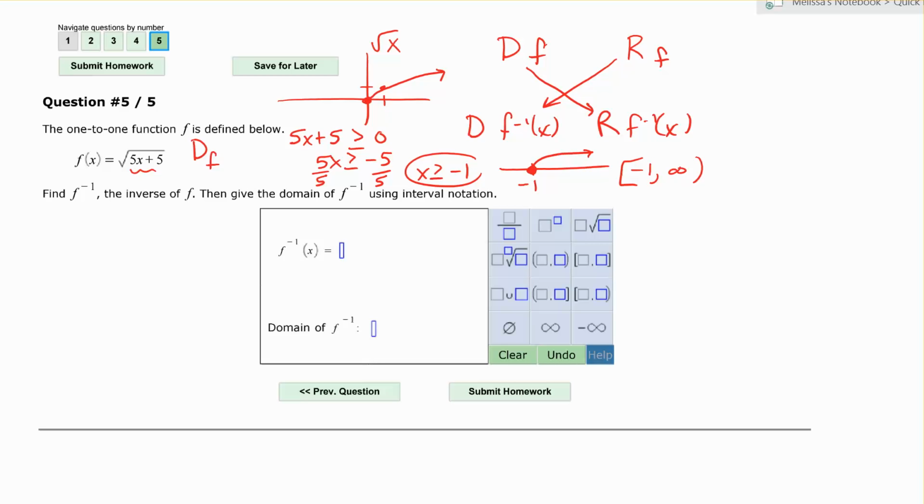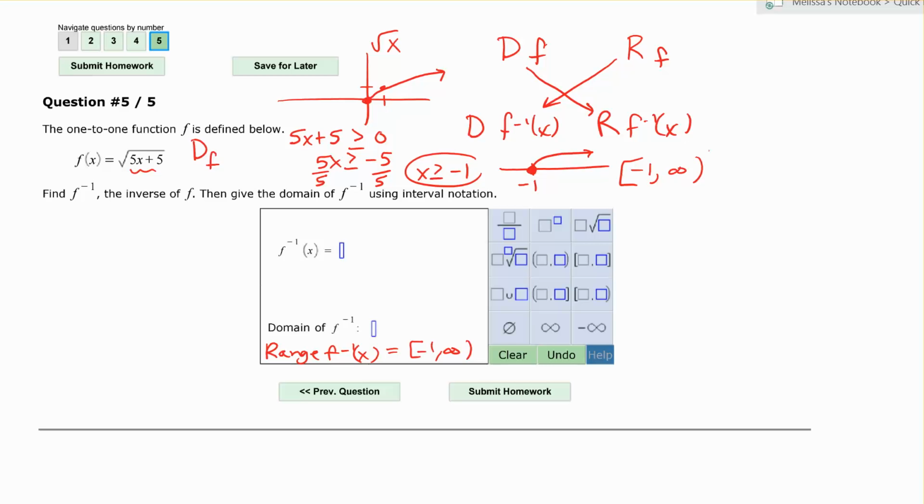Brackets are used when the endpoint is included in the domain. So I found the domain of f is negative 1 to infinity. This means that the range of f inverse of x is also going to be negative 1 to infinity, because the domain of the original becomes the range of the inverse.